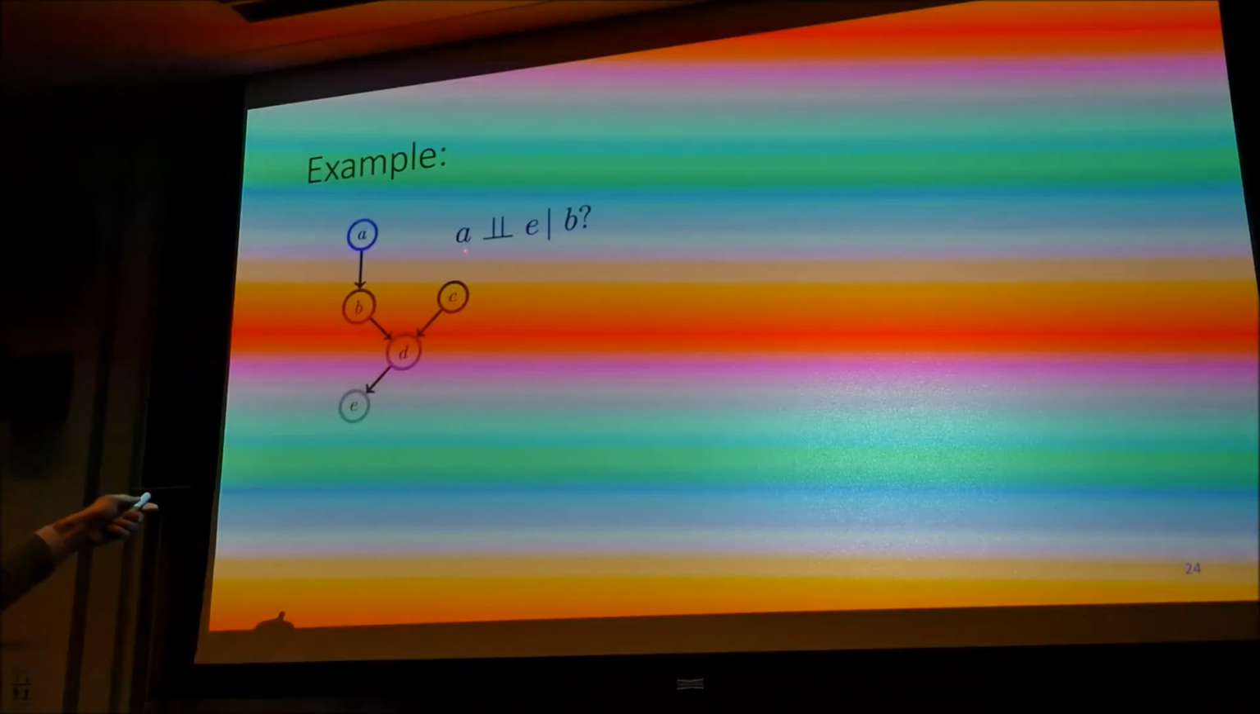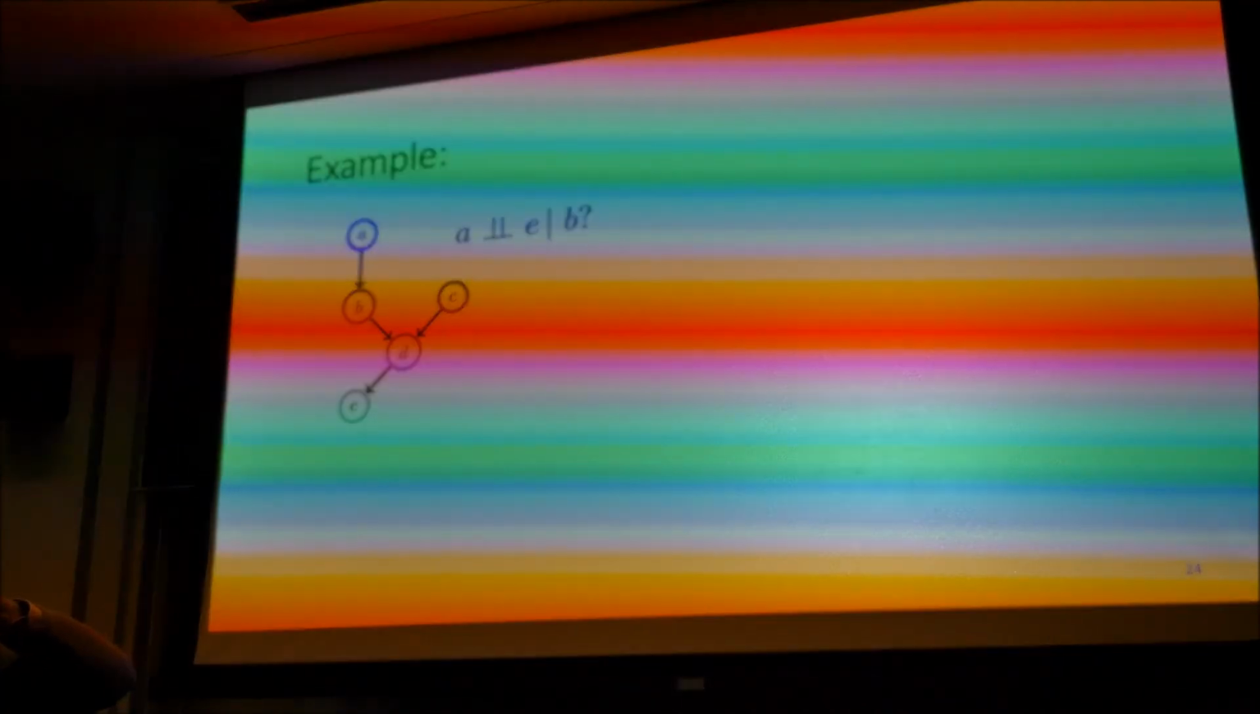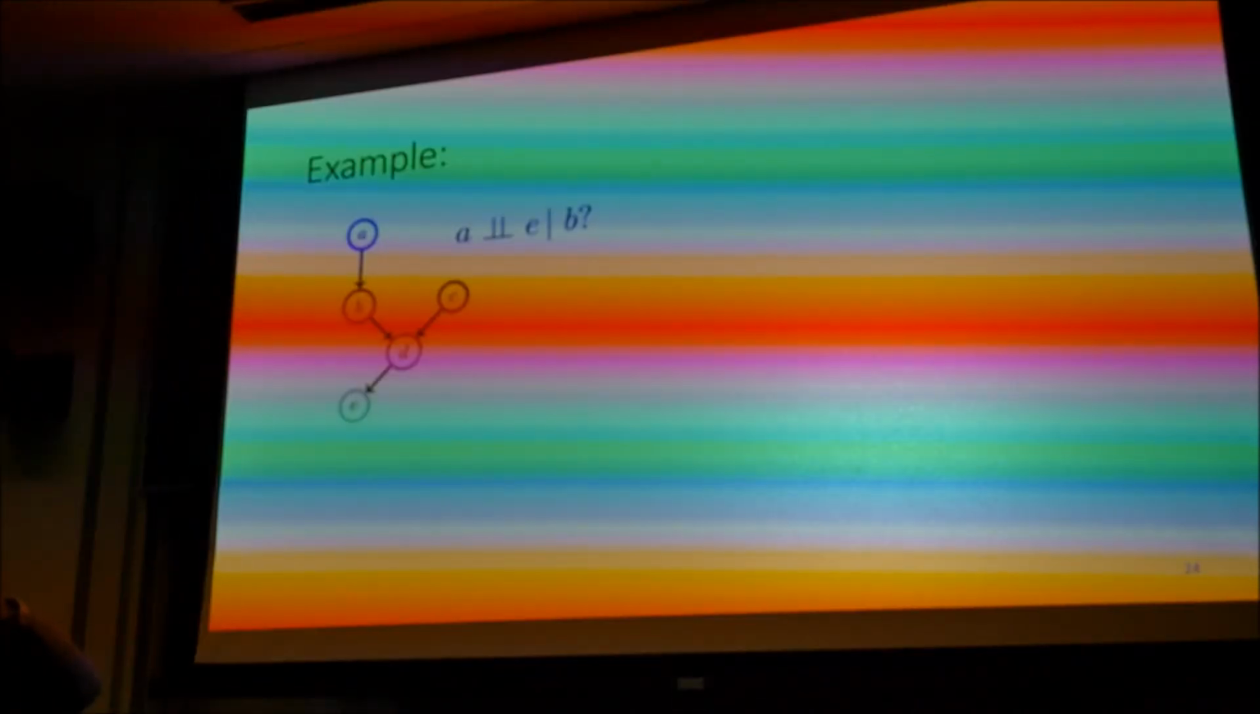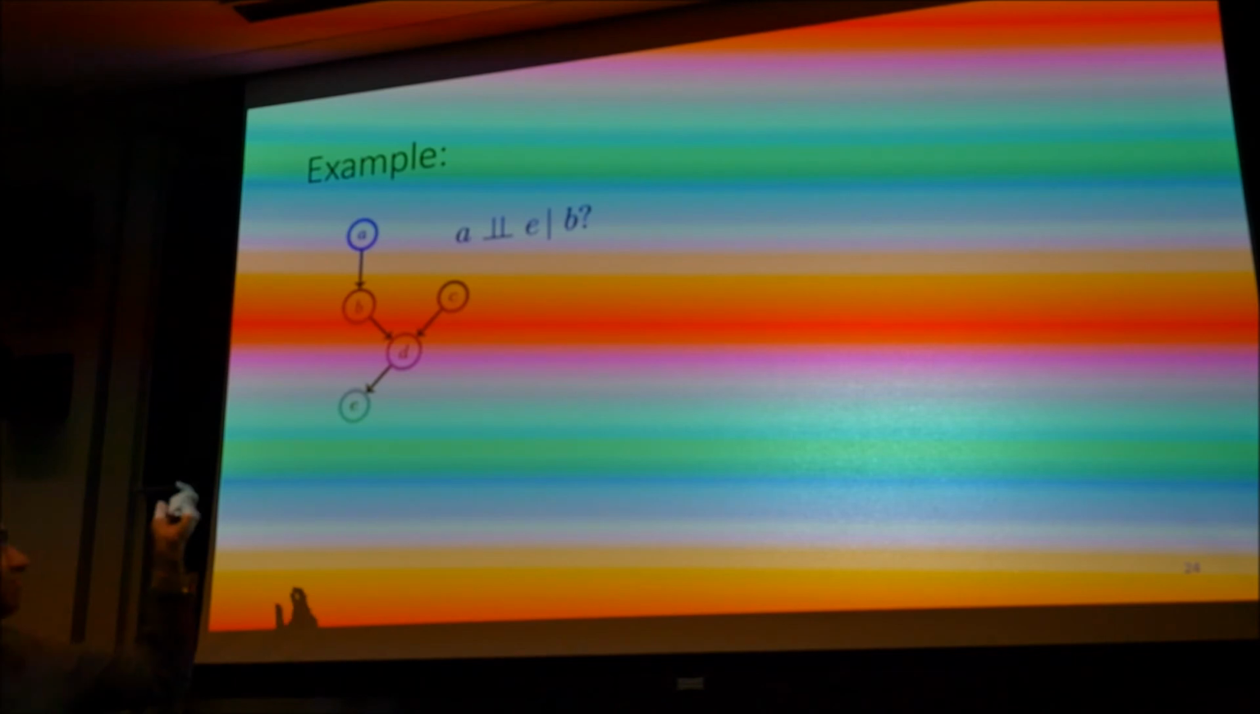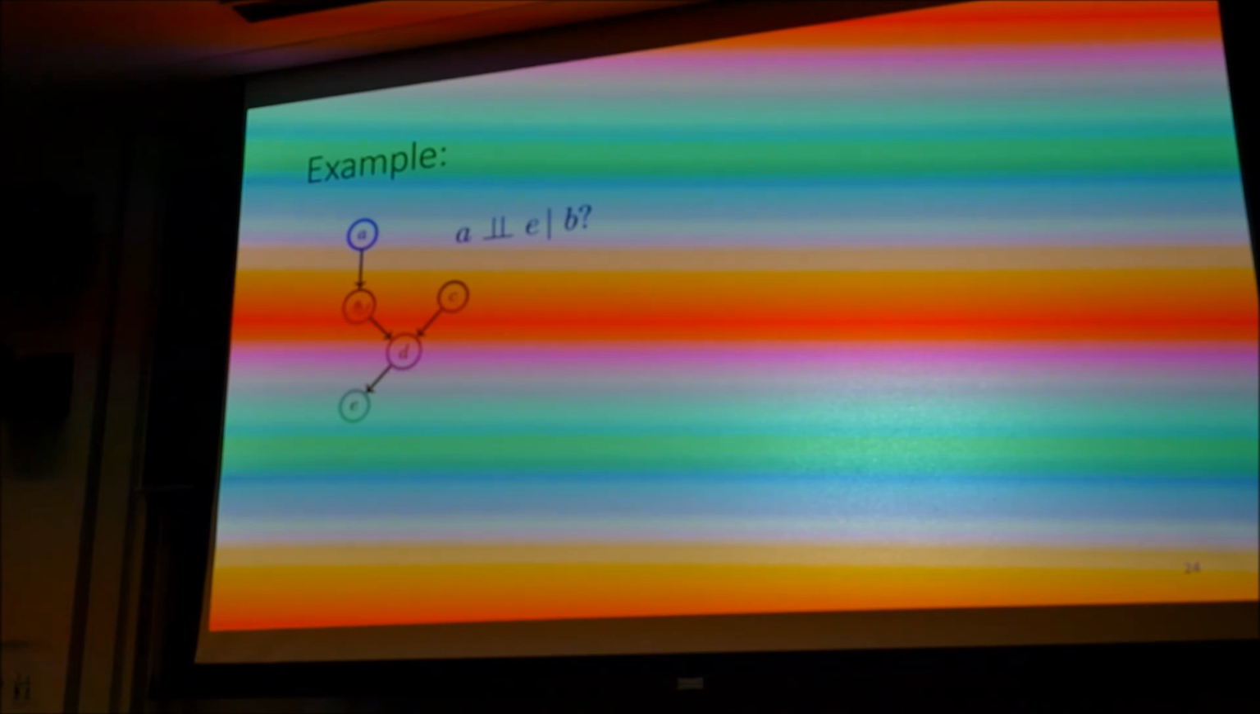So let's play with an example. What is the answer to this one? I have this graph structure. Are A and E independent given B? How many people think yes? How many people think no? Okay, good. That's true. Because if I condition on B, I cannot go to E, right? There's no way. All of the roads are blocked.